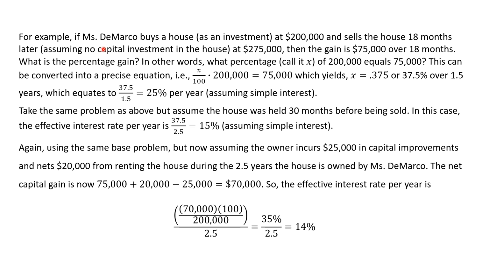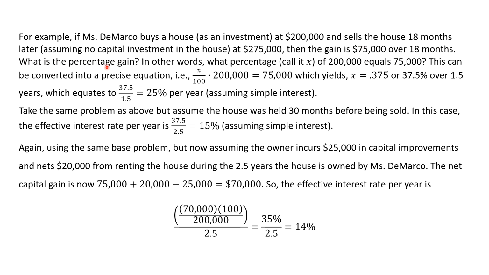I have an example here, and I'm going to do several variations of it. And the goal in each case is to find the effective interest rate. So we have a Ms. DeMarco. She buys a house as an investment for $200,000 and sells the house 18 months later, assuming no capital investment in the house, for a total of $275,000. In that case, the gain is $75,000 over 18 months.